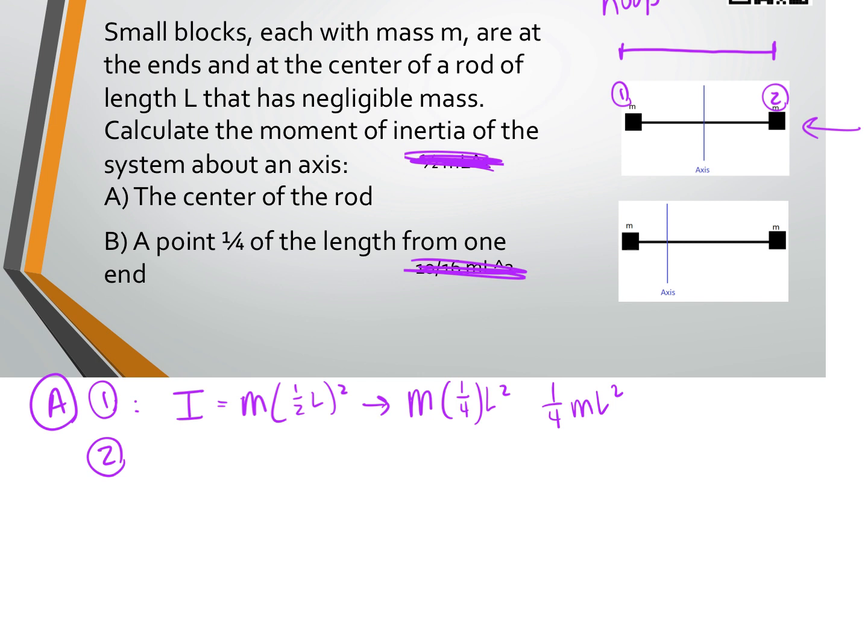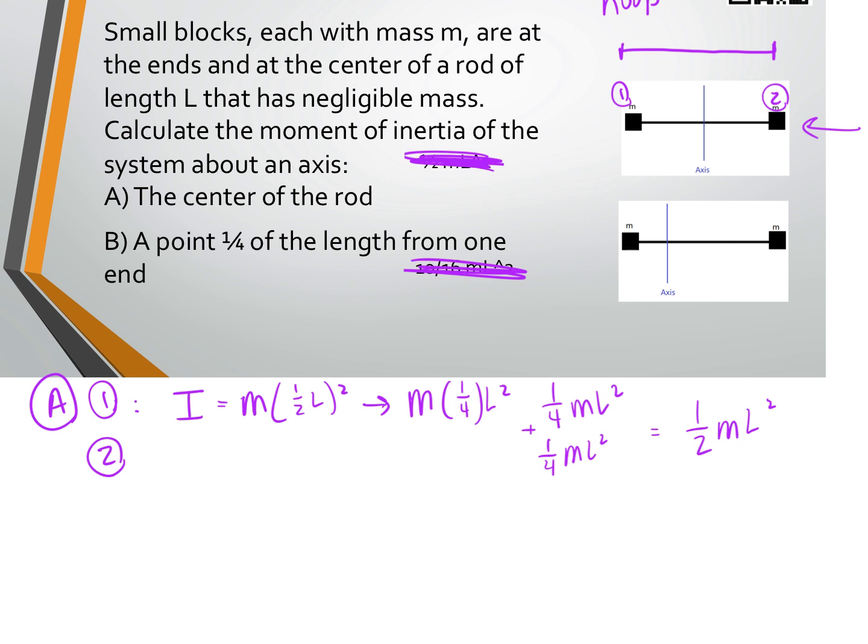Would it have a different moment of inertia or the same moment of inertia as mass 1? The same, right? So we can go ahead and write it the same way. Mass 2 has the same moment of inertia, 1/4 ml squared. So if I was going to look at the moment of inertia of the whole system, I would just add those things together. When I add those things together, I get 1/2 ml squared.